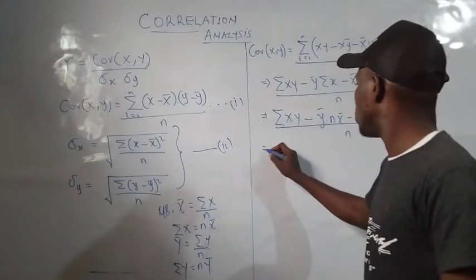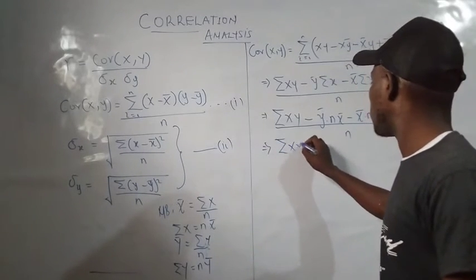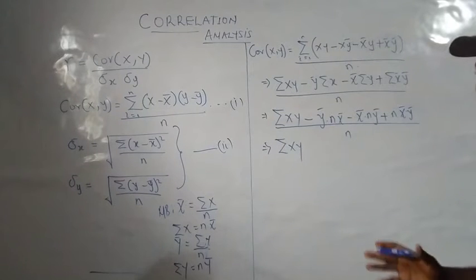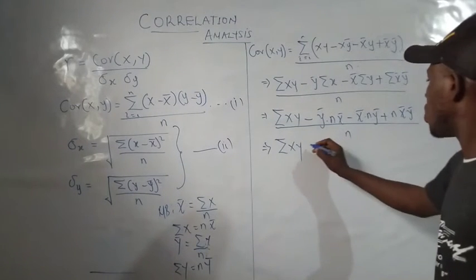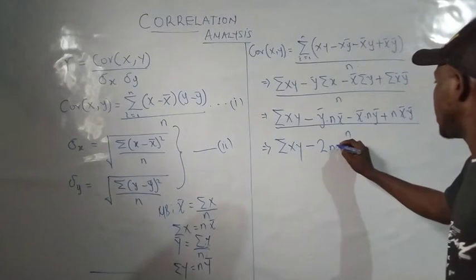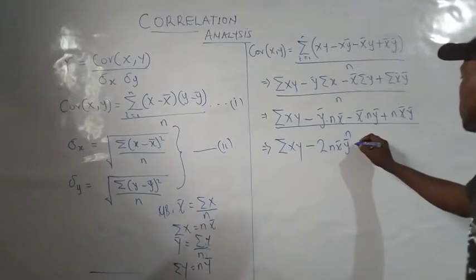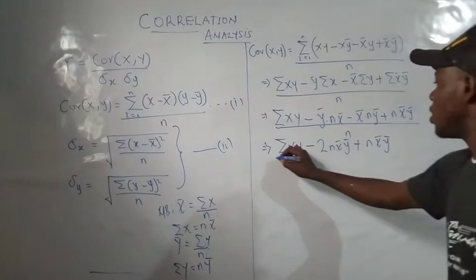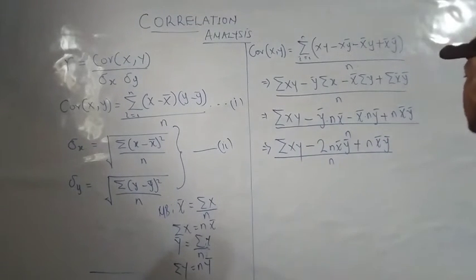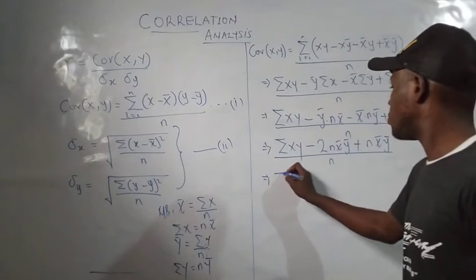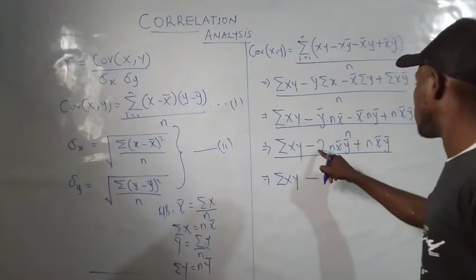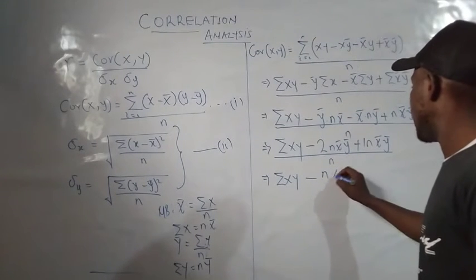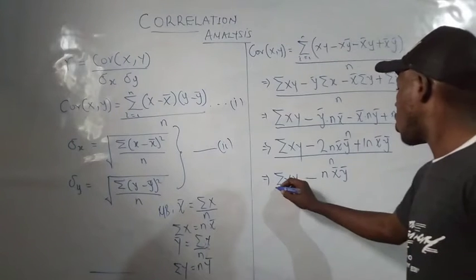So at the very end, the summation of xy and these two terms are actually the same. It's just that the arrangement is different, but they are the same. So when I add this up, I have 2n x bar y bar, then plus n x bar y bar, all over n. So at the very end, you have the summation of xy, minus 2 plus 1 is actually minus, so I have a minus n x bar y bar, all over n.